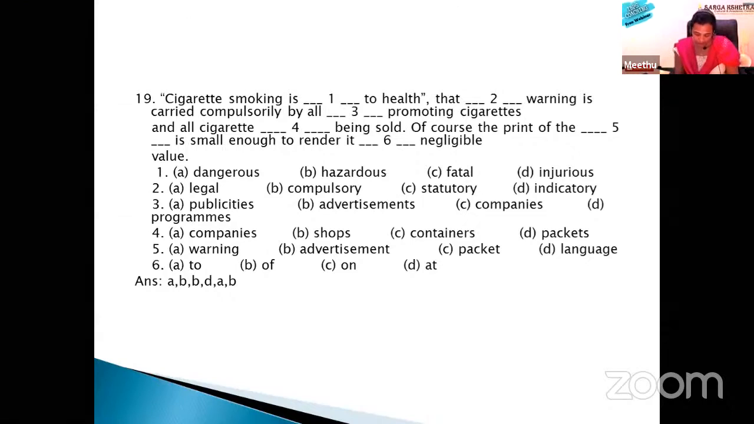Of course, the print of the warning is enough to render it negligible. Cigarette smoking is not injurious, it is dangerous to health. That compulsory warning is compulsory by all advertisements promoting cigarettes in all cigarette packets. Of course, the print of the warning is to render it negligible.